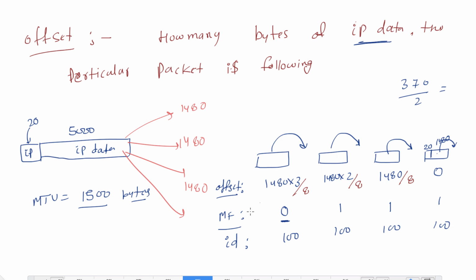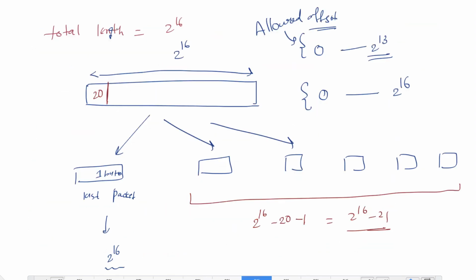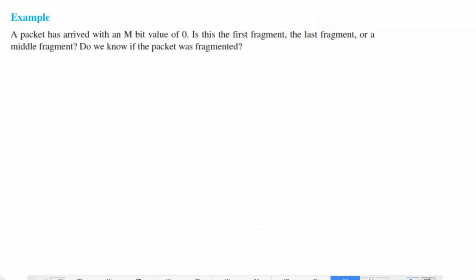Now there might be some cases when the numbers are not exactly divisible by 8. Suppose a number is not exactly divisible by 8, so you cannot have it as a fragment offset. You need to adjust it to the lower value so that you can divide by 8. We will be seeing this in the examples. Now let's do some of the examples.